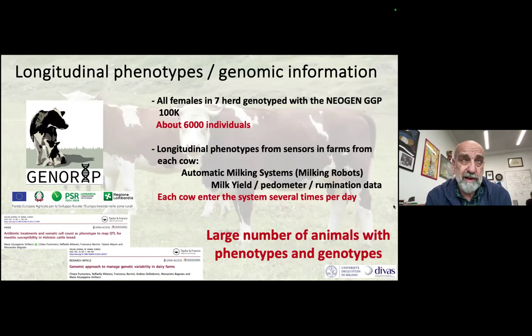Then we also have sensors in the farms measuring temperature and humidity, to monitor heat waves and relate changes in production to climate change, which is another issue. And the change that we have is that now we can have a large number of animals with phenotypes and genotypes. So that's a change. Before, in cattle, we only had males, but now we have females on which we can record a large amount of information.